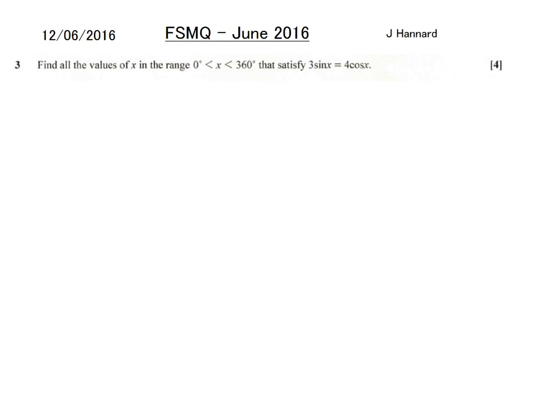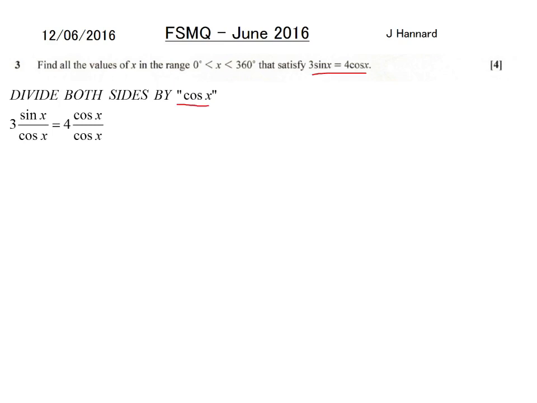Question 3 then. Find all the values of x in the range 0 to 360 that satisfy 3 sin x equals 4 cos x. Well, bad news here, because there's 2 pieces of trig, so I cannot solve the equation. So what I'm going to do is divide both sides by cos x. So I get that. And I know that cos x over cos x will cancel out and just become a 1, and sin x over cos x will cancel out and become tan. So we've got 3 tan x equals 4. Divide both sides by 3 and you get tan x equals 4/3.